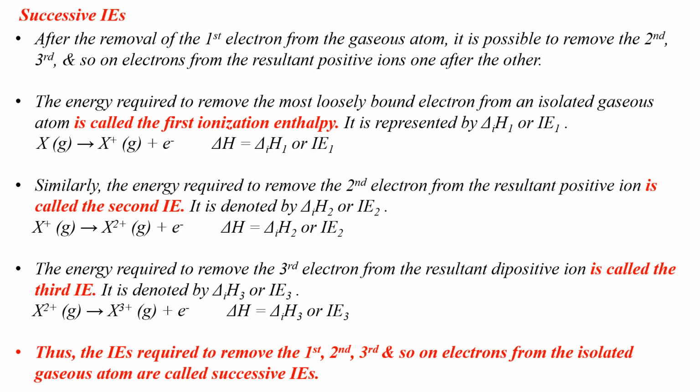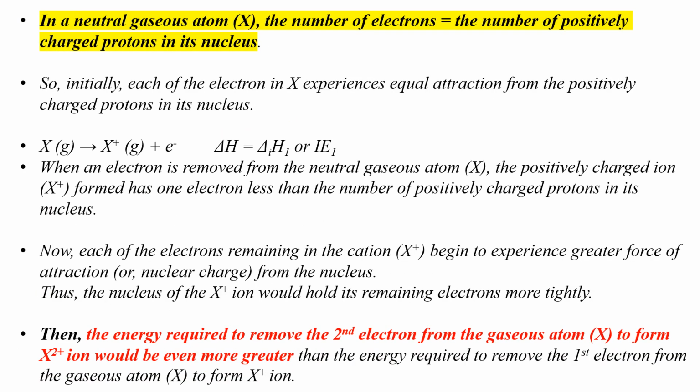Here X2 plus gas gives X3 plus gas plus electron. The enthalpy change is given by delta IH3 or IE3. Thus, the ionization enthalpies required to remove first, second, third, and so on electrons from an isolated gaseous atom are called successive ionization enthalpies. A neutral gaseous atom X always has its number of electrons equal to the number of positively charged protons present in its nucleus.